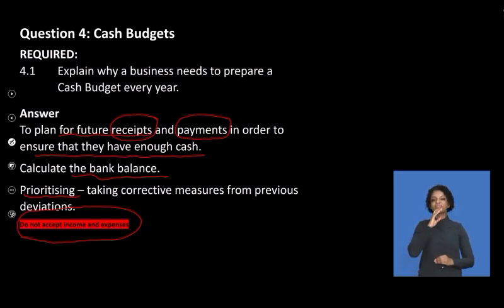In other words, in previous deviations, if we spend too much on a particular item, we need to take corrective measures to ensure that we don't make the same mistake. So that's the reason why we prepare a cash budget every year. Okay, the next one.